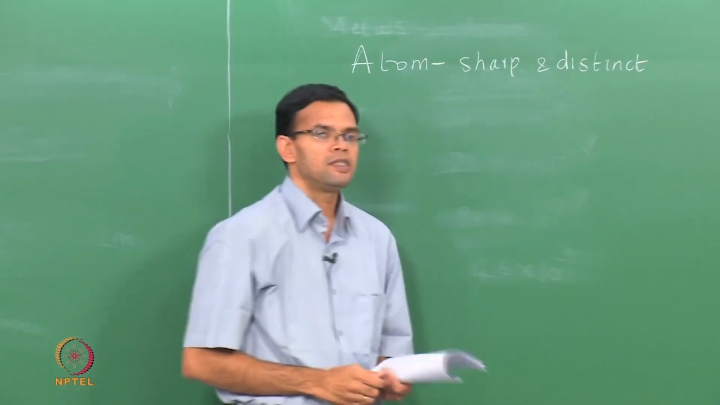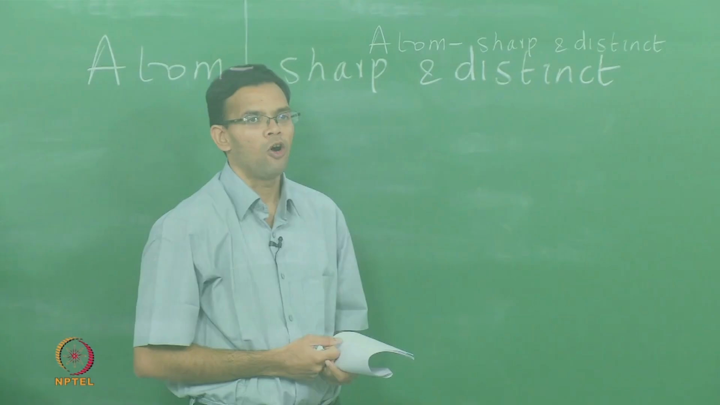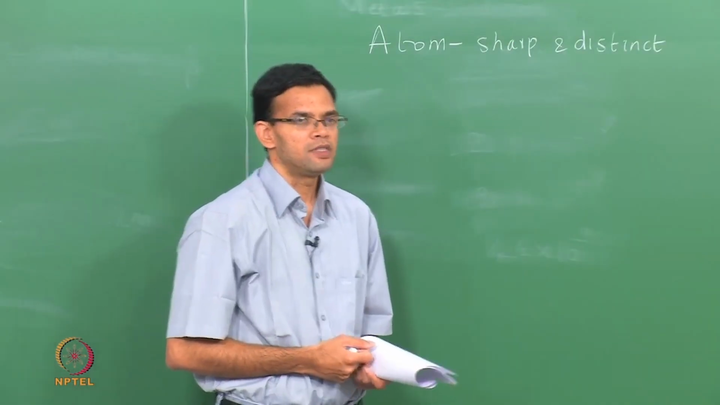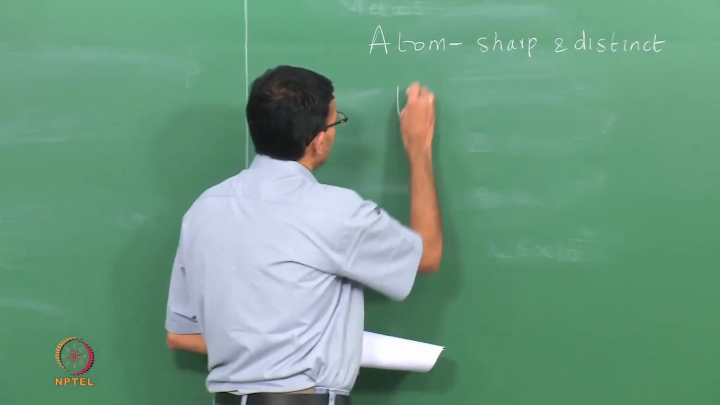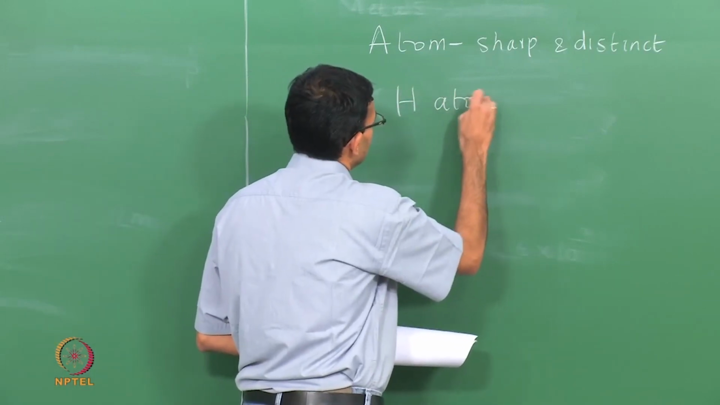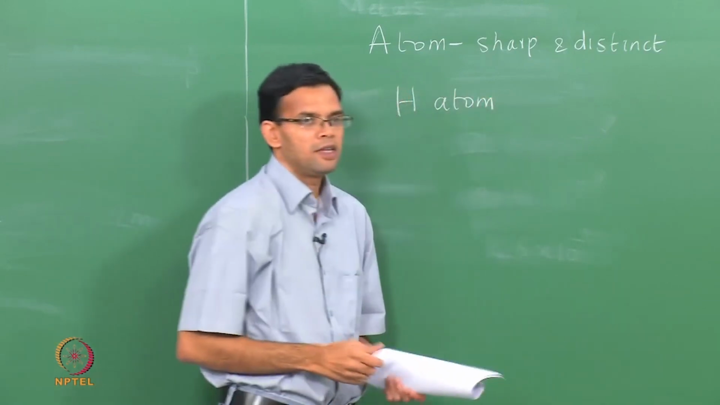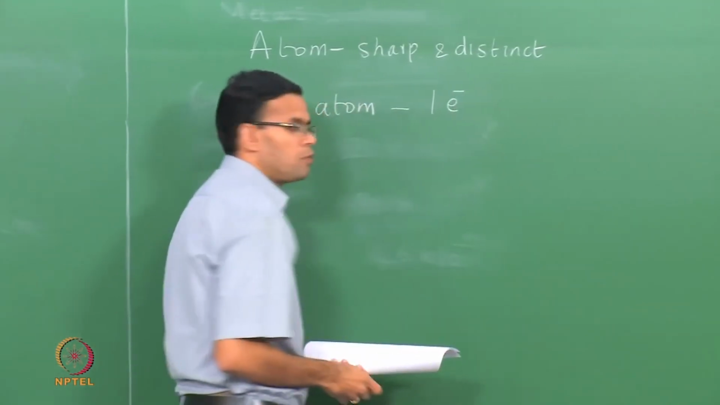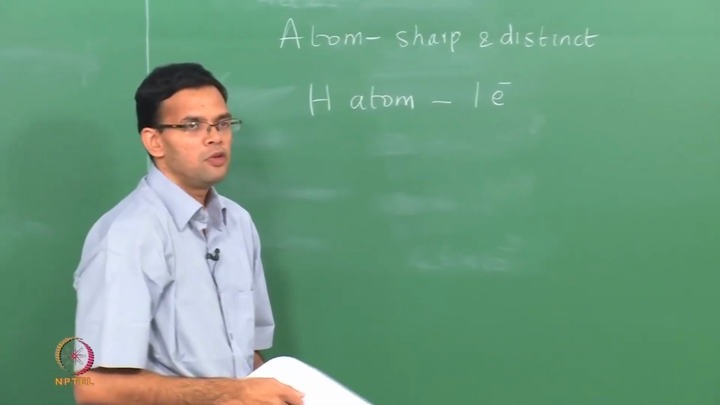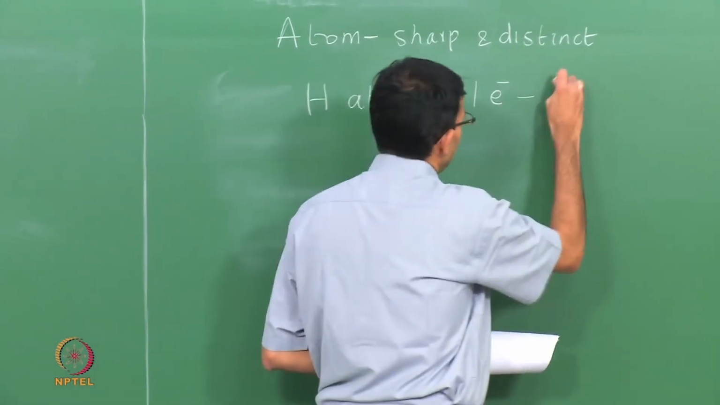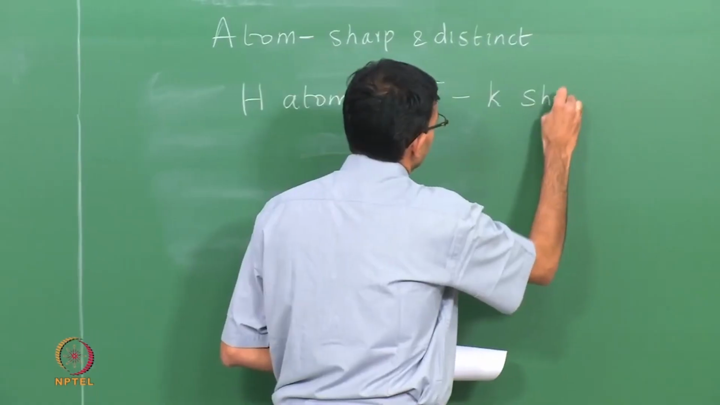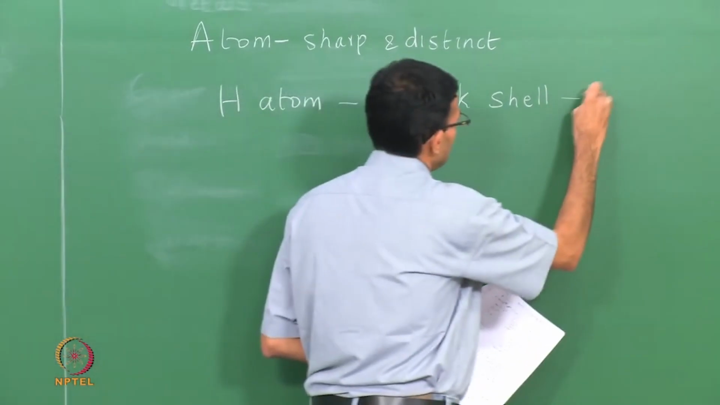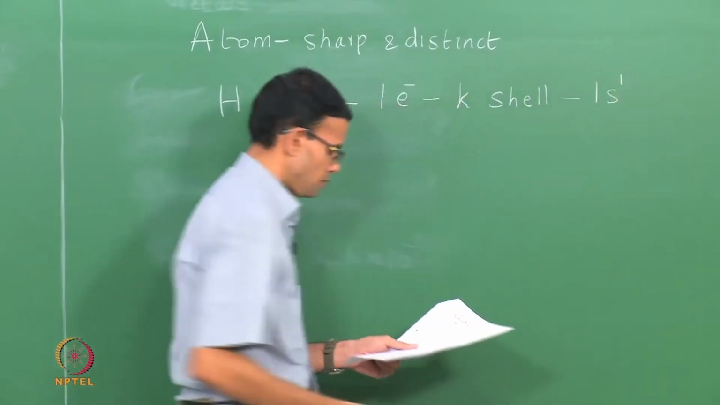The question really is what happens when all these atoms come together to form a solid. So, let us start with the simplest atom that we know, that is the hydrogen atom. Hydrogen atom has one electron and it has one proton in the nucleus. The one electron is in the K shell and the atomic configuration for hydrogen is 1s1.